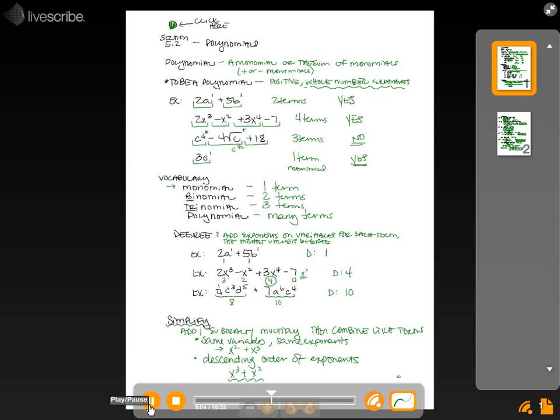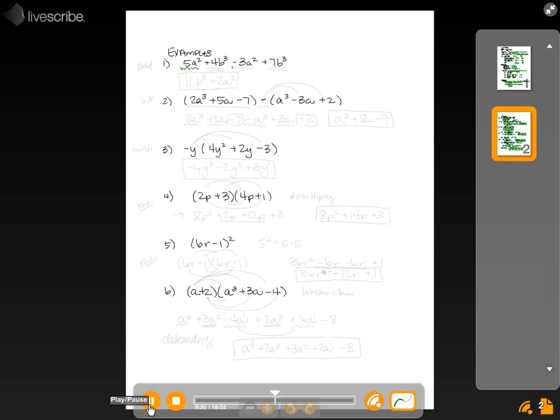Now, we've got 6 examples here we're going to look at. Most of them you should be familiar with, especially these first ones. Okay, example 1 here, we've got 5a squared plus 4b cubed minus 3a squared plus 7b cubed. And we want to combine like terms here. We're going to add things together. Now remember, they have to have same exponents, same variables. Well, we've got an a squared and an a squared. We have a b cubed and a b cubed.